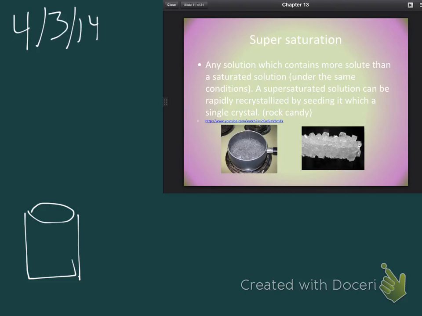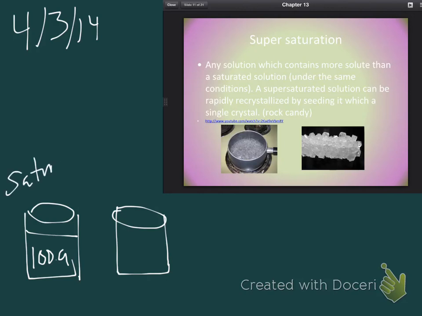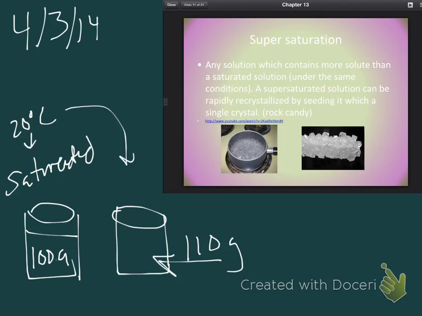So in talking about saturated and supersaturated solutions, if we have 100 grams of solute in here, and this is saturated at 20 degrees Celsius, but we've managed to get 110 grams in here, and it's also at 20 Celsius, this one is supersaturated. That's terrible writing, but it contains more solute than the saturated one does.